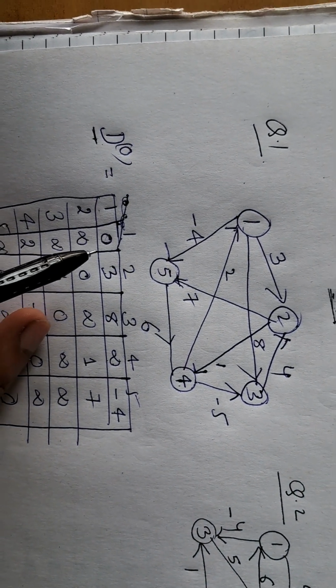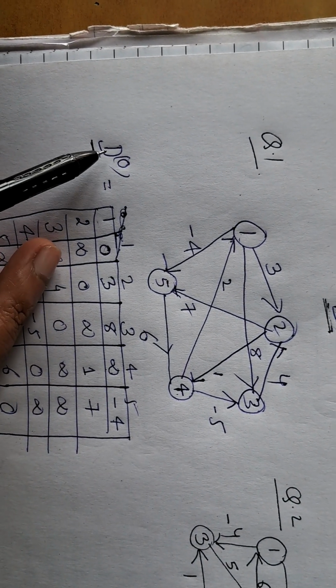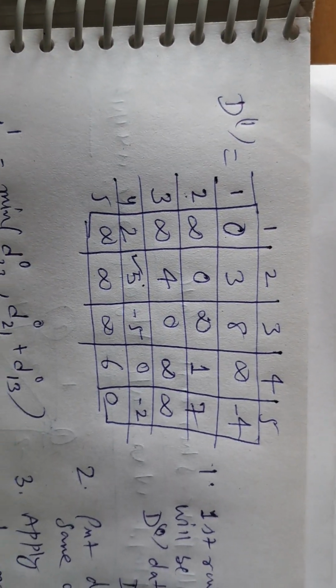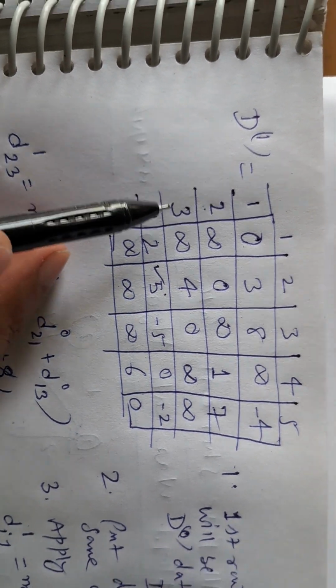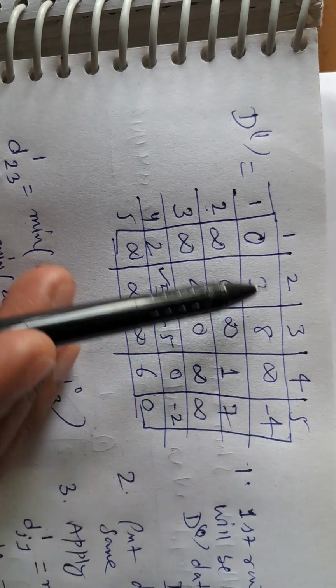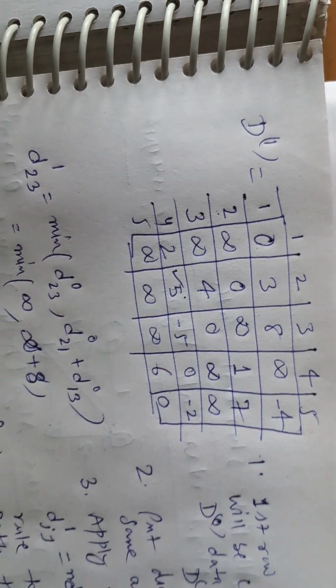So first of all you got the answer of D0. Now we look into how we can go to D raised to power 1. If you see the solution here, I have just made the solution here. So from D power 0 you could generate the D power 1 matrix. How to get all these values, I will explain one by one.